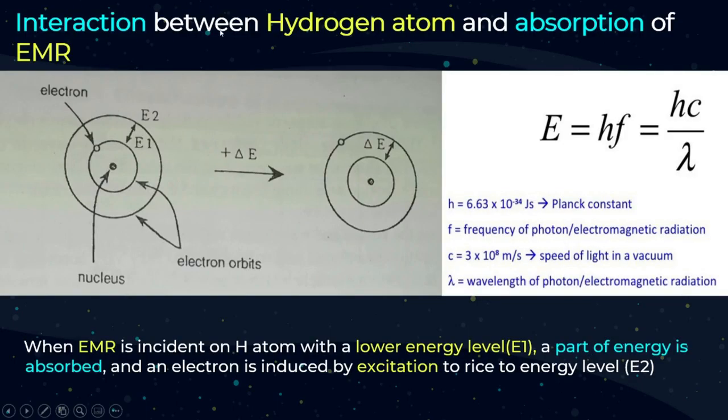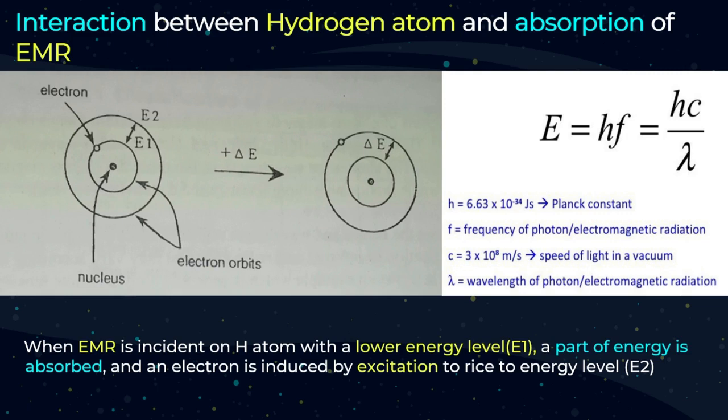Interaction between a hydrogen atom and absorption of electromagnetic radiation. The figure on the left side of the screen shows a hydrogen atom, which has a nucleus as well as an electron, and the circles denote the electron orbits. E1 represents the inner circle energy level and E2 represents the outer circle energy level. The inner state of a hydrogen atom depends on inherent and discrete energy levels. The electron's orbit is determined by the energy level.